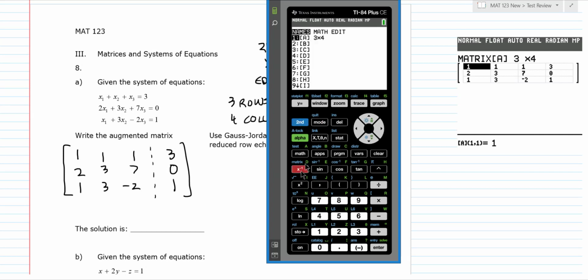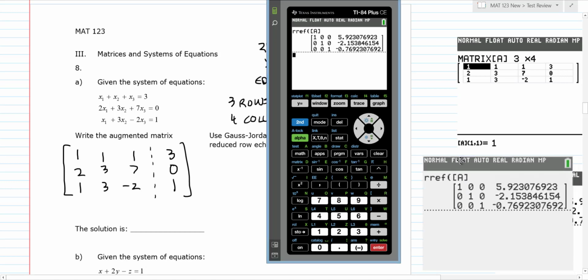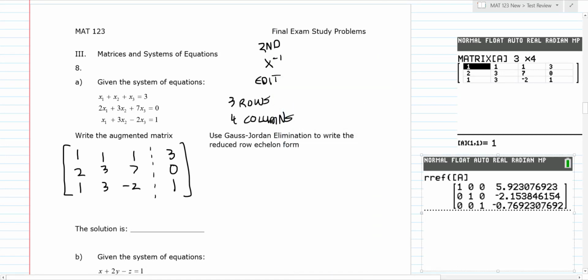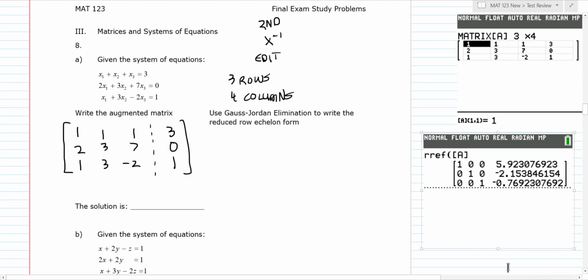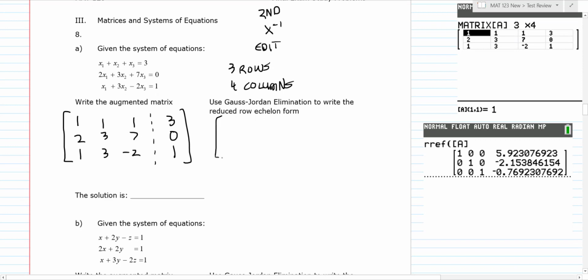Go second, matrix, go to math, go down until you find reduced row echelon form, press enter. You have to get the matrix stored in, so you go second, matrix, highlight the A, press enter, and that gives you the values. Probably not the best example, but they can come out to be decimals. That would be your reduced row echelon form, 1 0 0 0 1 0 0 0 1, and then this would be your solution.